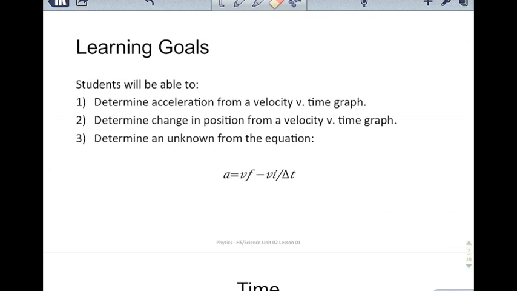In this presentation, we want you to be able to determine the acceleration from a velocity versus time graph and determine the change in position from a velocity versus time graph. From those, we want you to be able to use the equation that says A equals Vf minus Vi over T. Generally these f's and this i are subscripts, indicating that it is a velocity. They're not variables on their own. So this stands for final velocity, and this stands for initial velocity.